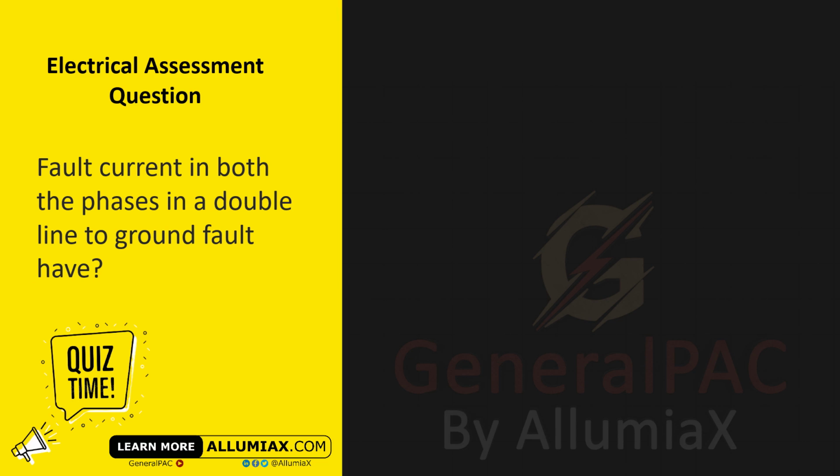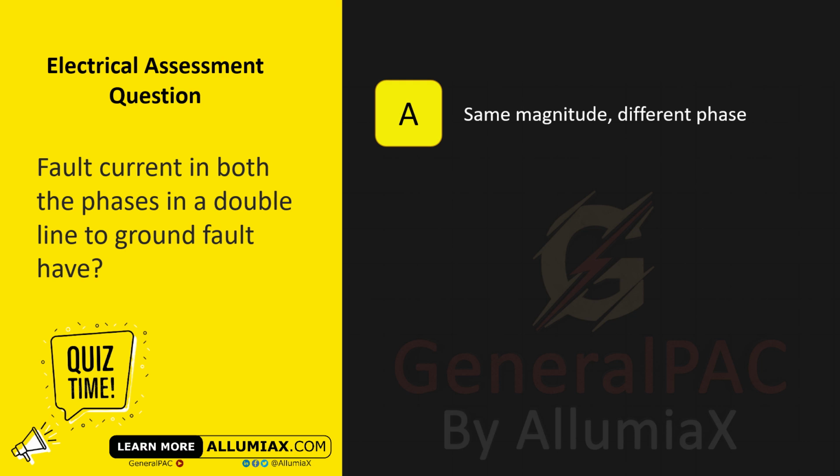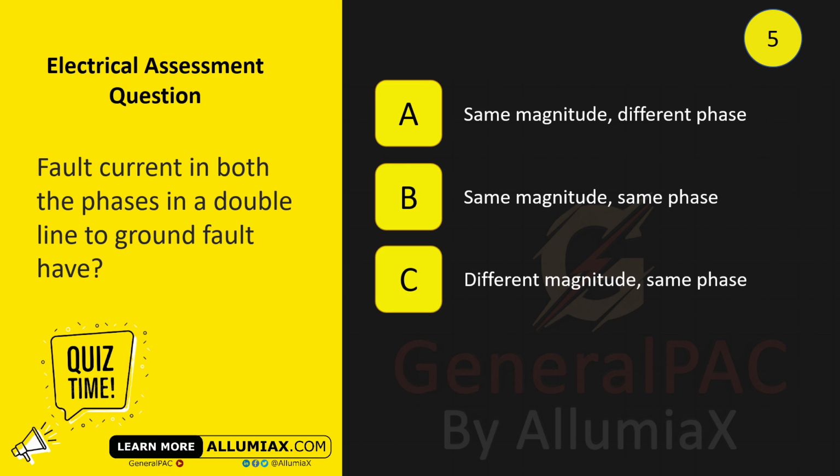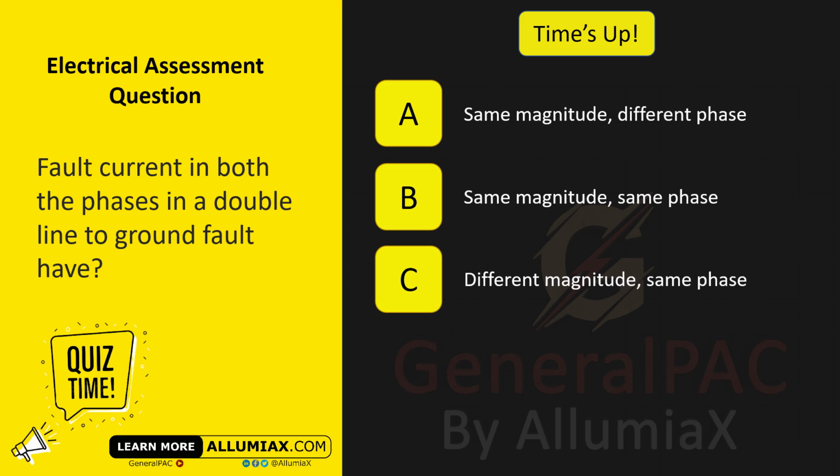Fault current in both the phases in a double line to ground fault have A. Same magnitude, different phase. B. Same magnitude, same phase. C. Different magnitude, same phase. Time's up. The answer is A.